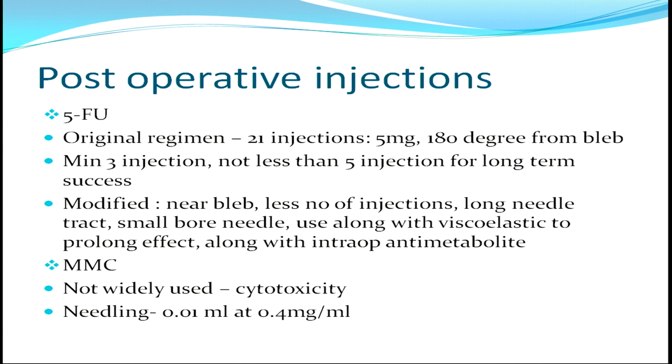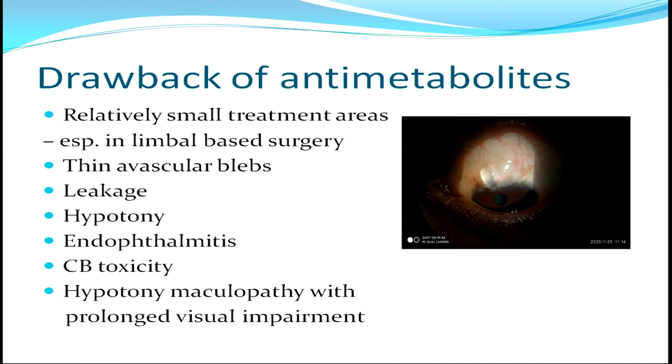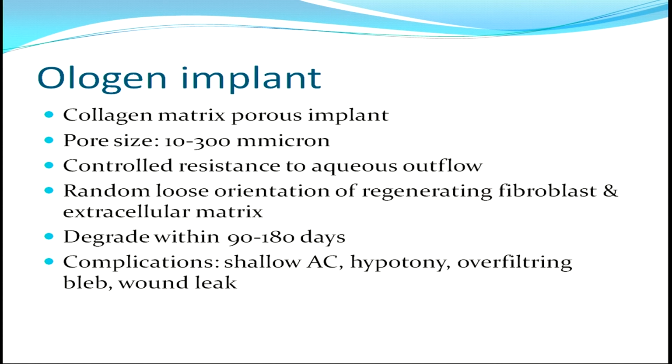Post-operative injections of mitomycin C are not used, but in needling you can use 0.01 ml of 0.4 mg per ml mitomycin C. The drawback of these antimetabolites is that they treat relatively small treatment areas, so they can lead to a thin and cystic bleb. Then there are high chances of leakage as well as hypotony, and if hypotony is there, hypotonic maculopathy with prolonged visual impairment can also occur. Due to thinning of the bleb, there are high chances of endophthalmitis, and if it inadvertently enters the eye, there are chances of ciliary body as well as endothelial toxicity.